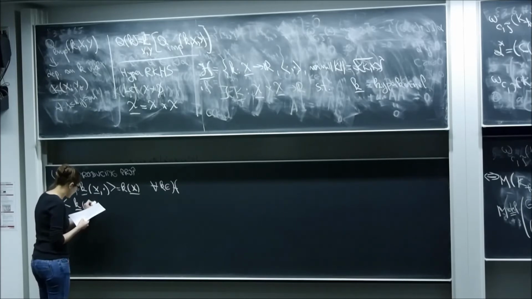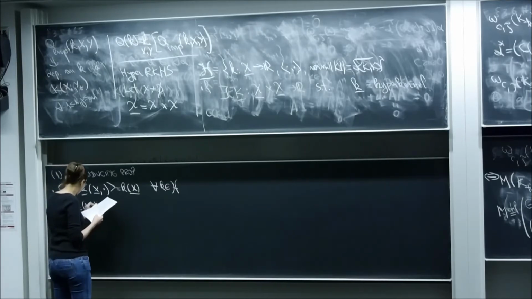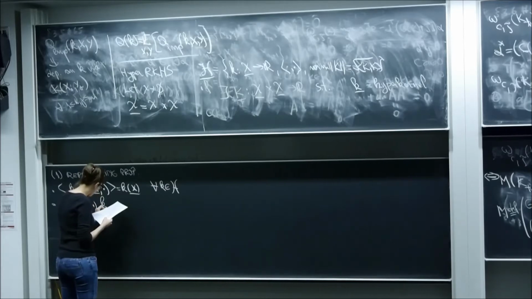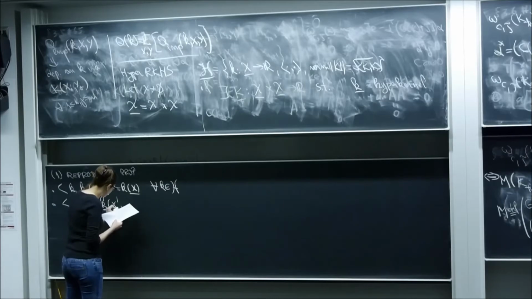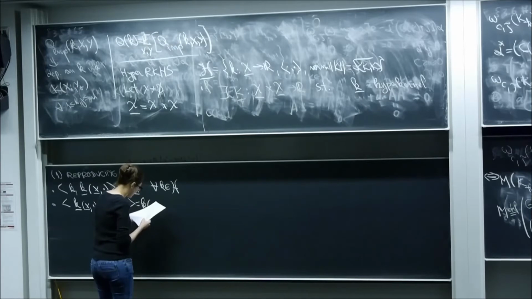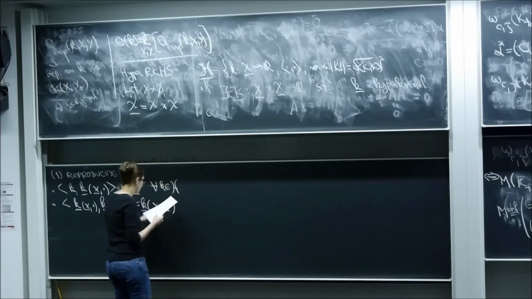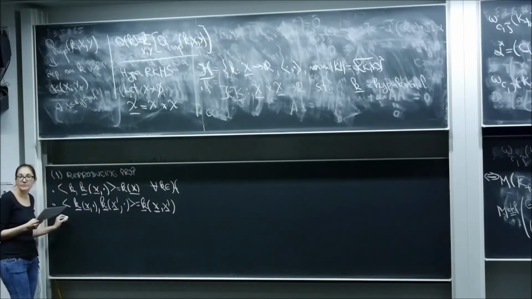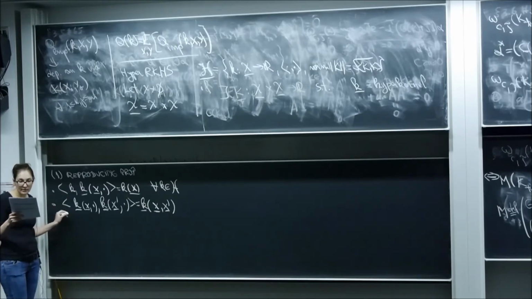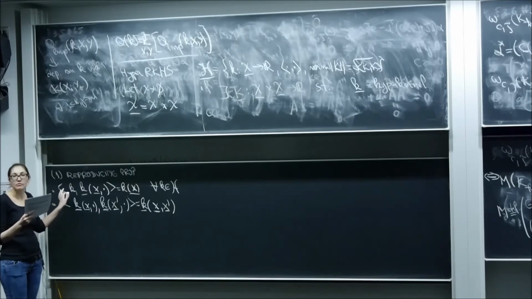That the product of two hyperkernel evaluations is just the hyperkernel evaluated at the two samples. Okay. So does everyone understand what this reproducing property represents?